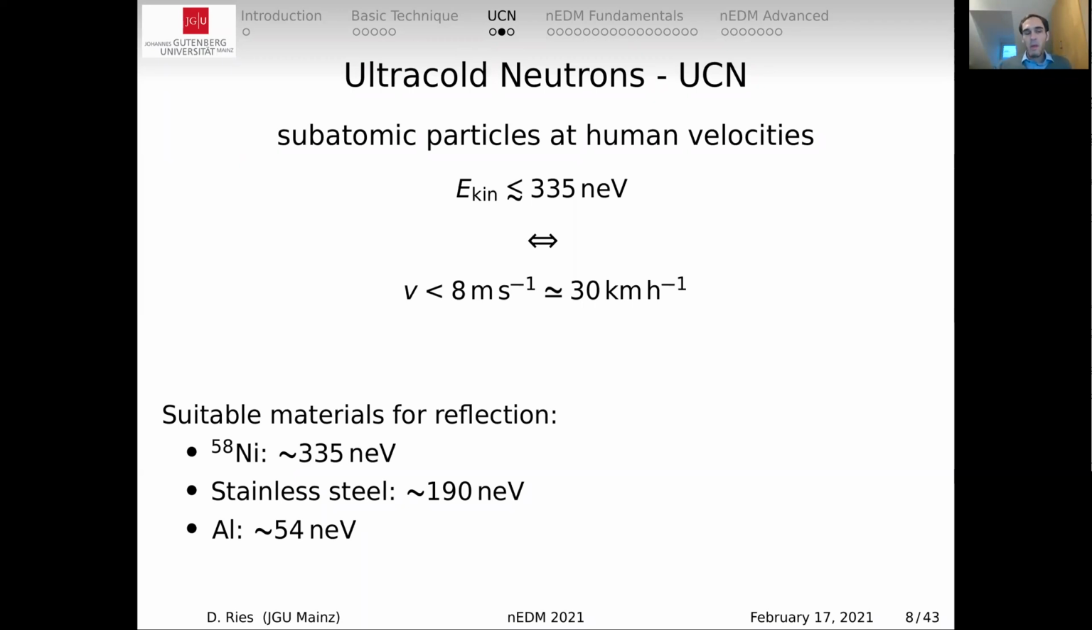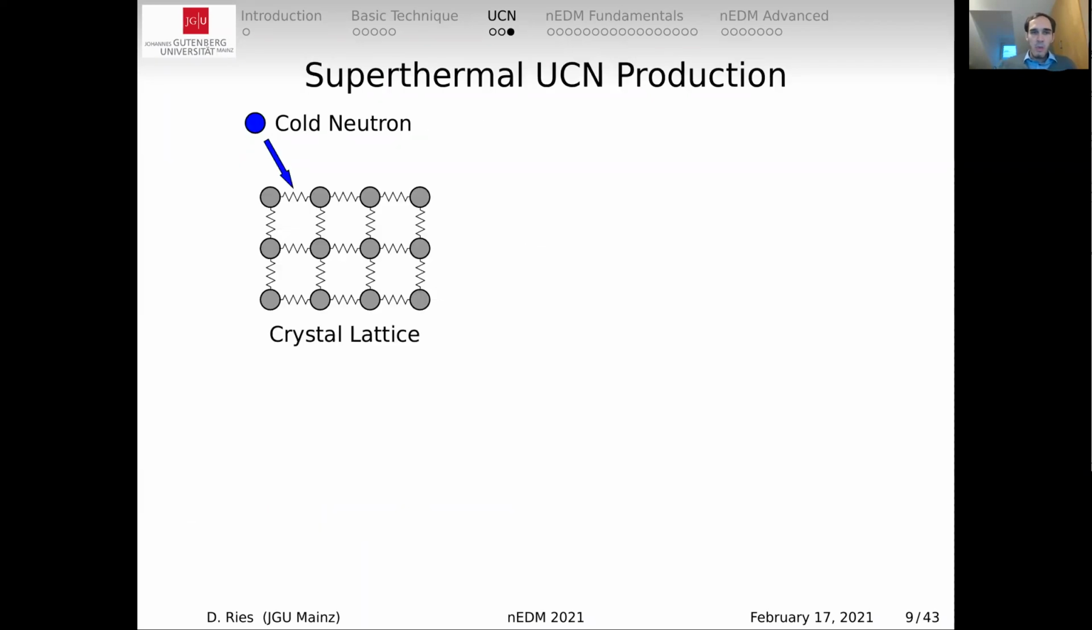But as I said before, most materials actually have a positive Fermi potential. So for example, also aluminum has a much smaller, so only 50 nano eV, but also a positive Fermi potential, which will become important later on. Okay, just a quick word on how we make these neutrons so slow.